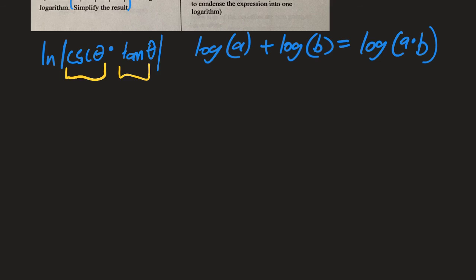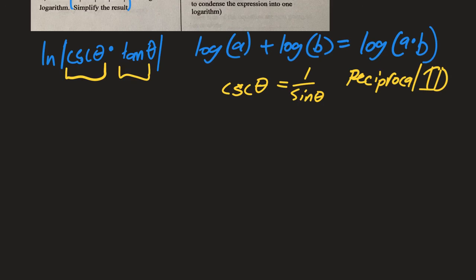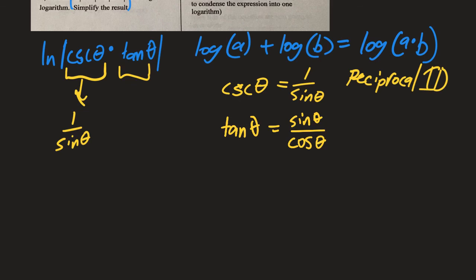So let's start with cosecant. Cosecant theta is equal to 1 over sine theta. So I'm going to start with that one. That is a reciprocal identity, and you can find that on your formula chart. So this will be 1 over sine theta. And the tangent now is going to be equal to sine theta over cosine theta. And that is using the tangent identity. You can find those at the top of that formula chart.